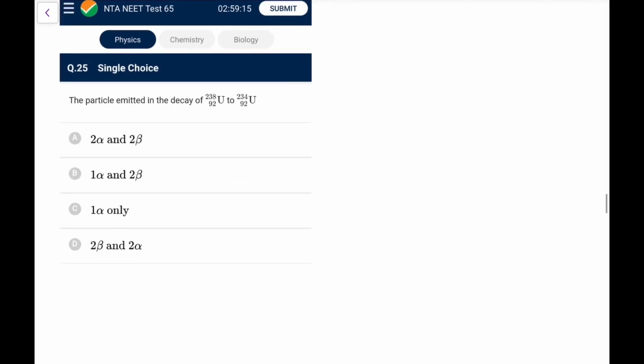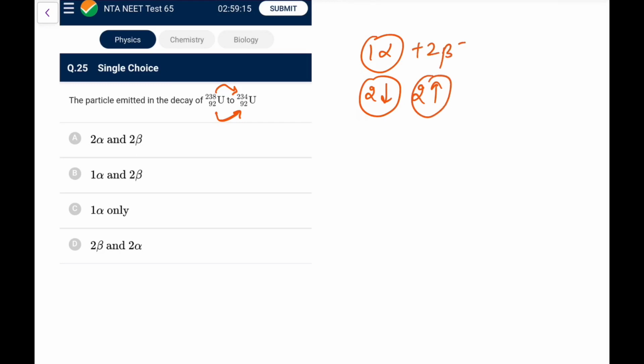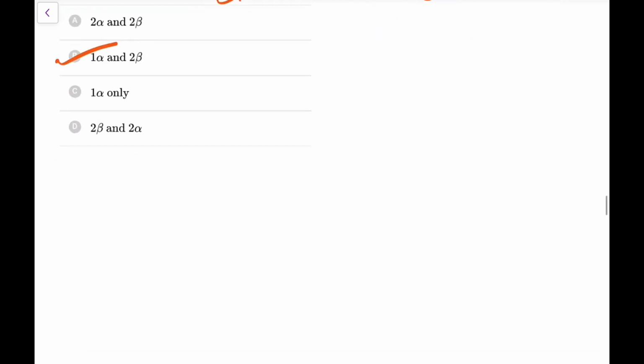The particle emitted in this decay, just see, this is 92 to 92, so no change in atomic number, and this mass number is decreased. So mass number decreases by 4, that is 1 alpha. Because of 1 alpha, Z should decrease by 2, but there is a 0, that means 2 is increased, so it means 1 alpha plus 2 beta minus, because beta increases the atomic number by 1. So 1 alpha and 2 beta are the answer for the part.